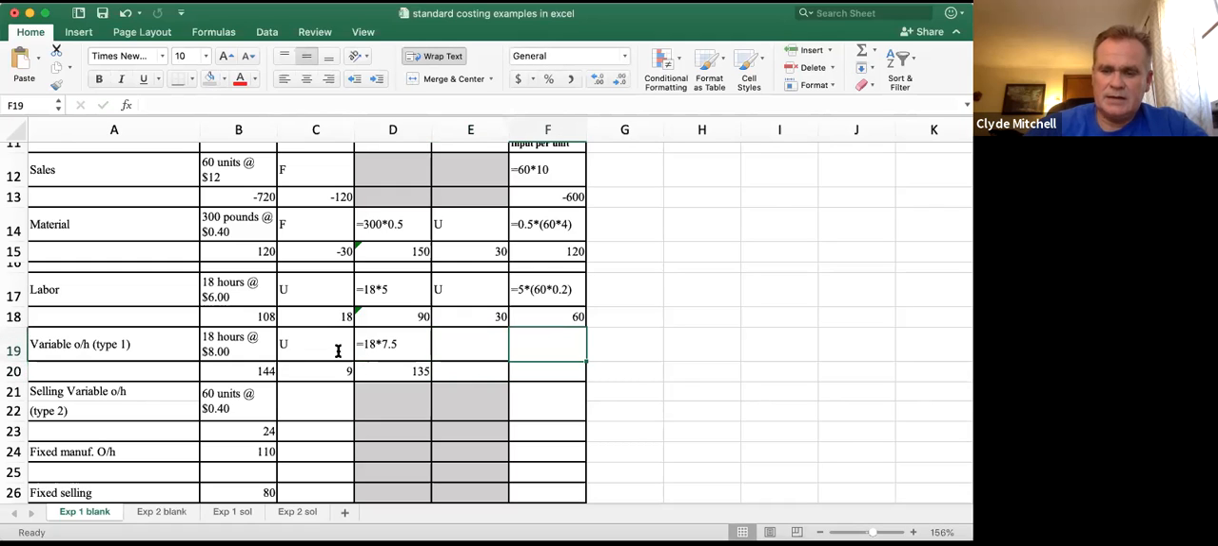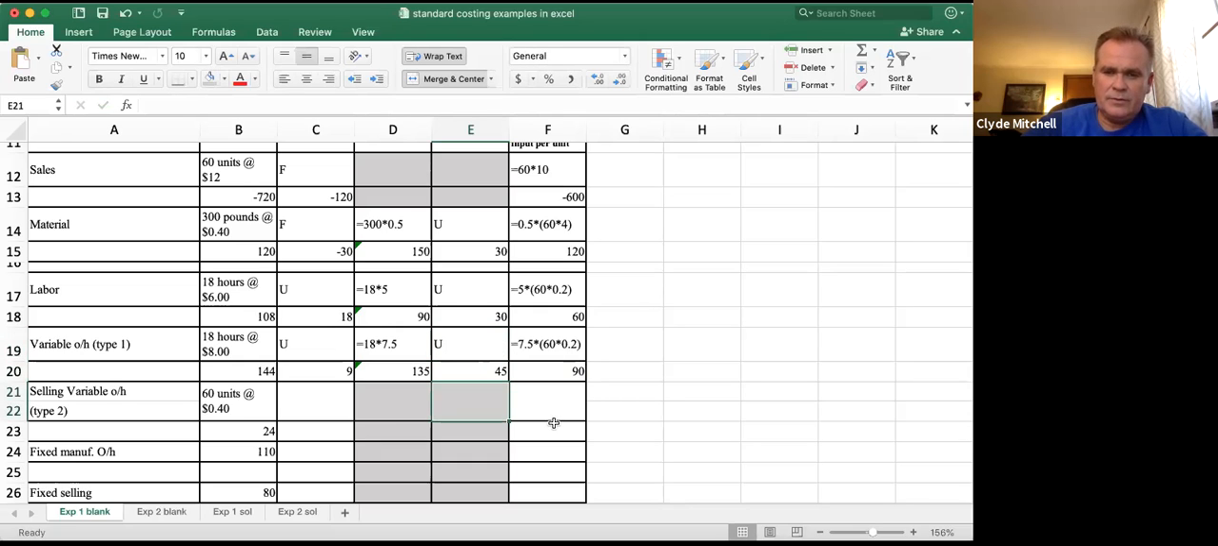Let's go and look at the standard now. So to get the standard, we are going to take the standard rate, which is $7.50, and we're going to multiply that by the standard quantity, which, as above, is 60 units multiplied by the standard input of 0.2 hours per unit. So we've got $7.50 multiplied by the standard quantity hours, which would be 12, which is 90. So our difference is equal to 135 minus the 90, and that's 45, and again, this is unfavorable.